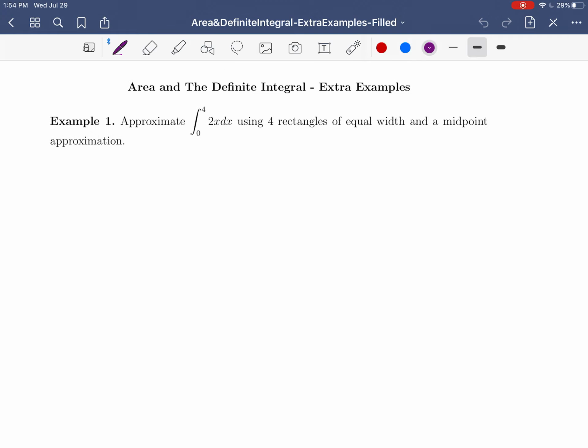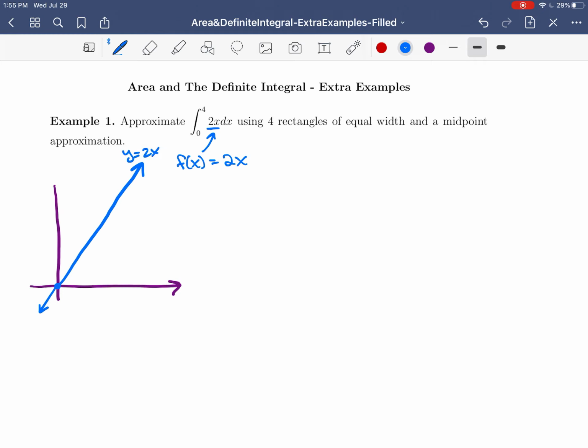So this function is easy enough that you could graph it. This is what we're going to call little f of x. It's 2x. So that's the function we're interested in approximating the integral of. It's going to be a line with a slope of 2, so it looks something like this. Okay, so that's our function. Now you don't really need the function in order to do this.